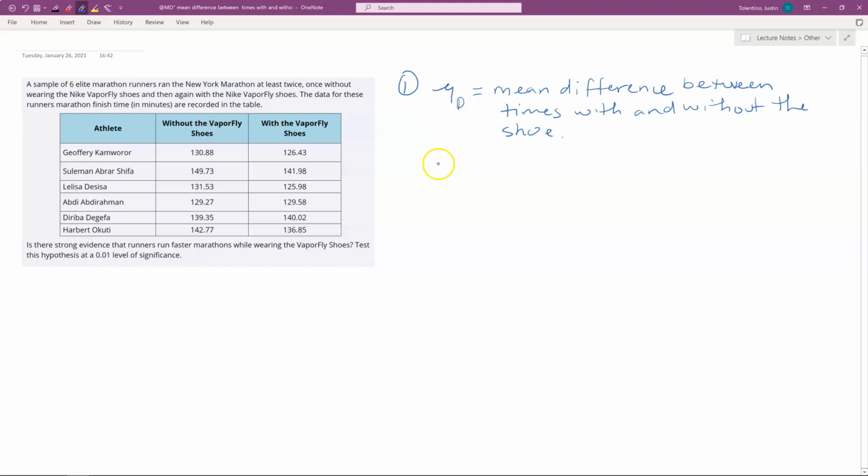So one thing about this difference is we should define how we are calculating that difference. Because this makes a difference, right? If we were to do the first number minus the second or the second minus the first, we're going to get different values here. So we need to make sure we define which way we're going to do this. And for the sake of how we have this here, we're just going to do without minus with. So I'll just make a note of that here.